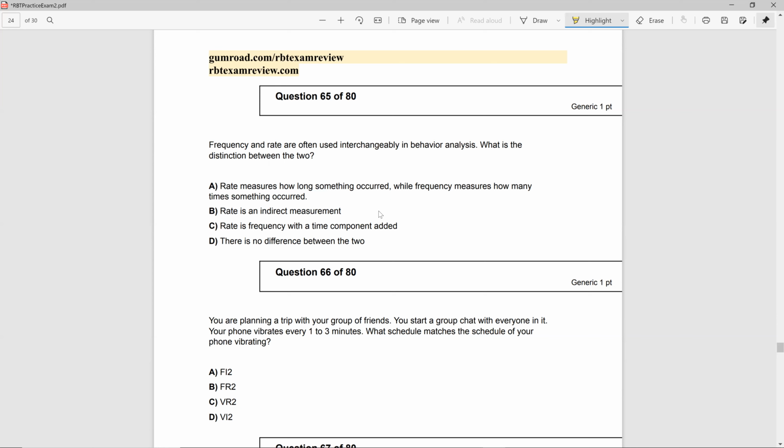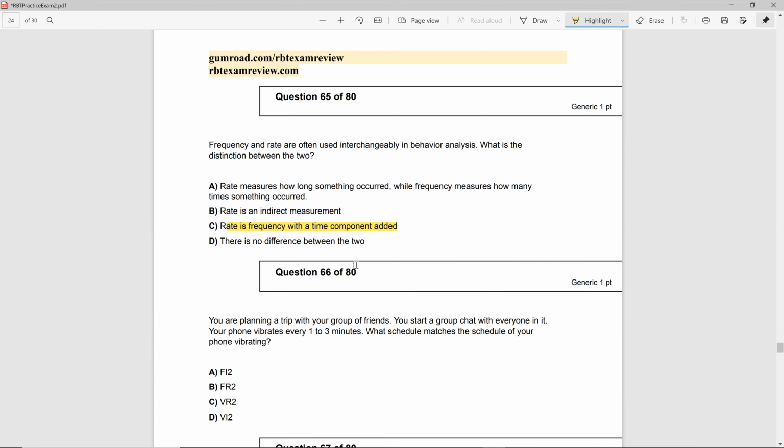So A is out. B, rate is an indirect measurement. Again, incorrect. Why? Well, rate is a direct measurement. In order to get rate, we have to actually observe the behavior. We need direct measurement. So B is out. C, rate is frequency with a time component added. Yep, exactly, right? We have our frequency data. We have our count. And once we add time to that frequency, so frequency over time, we get rate, right? So you ate 5 popsicles is frequency. You ate 5 popsicles per day is rate. See the difference? Frequency is just the count. Rate is the count plus time.